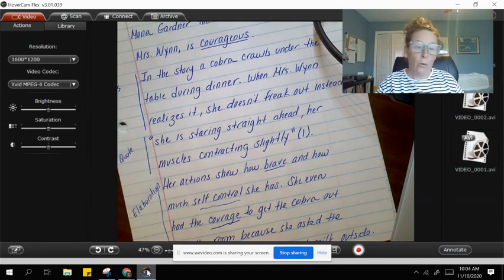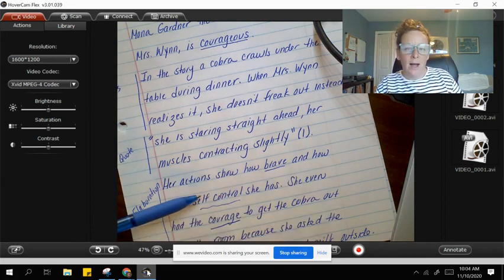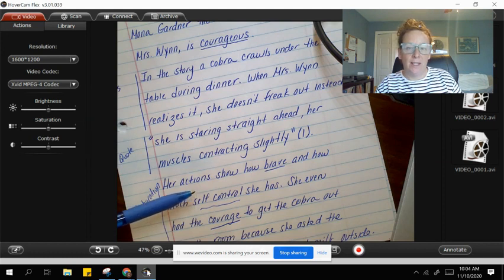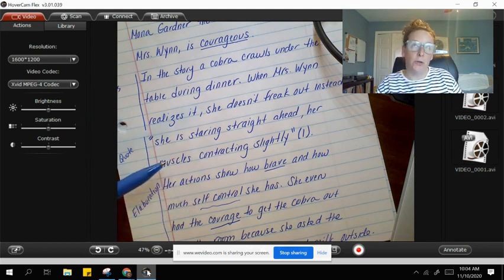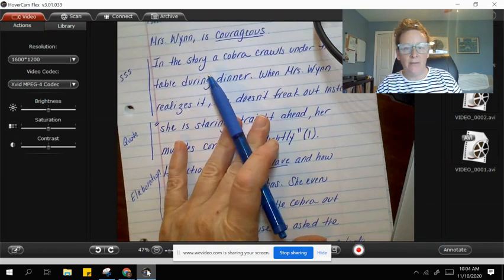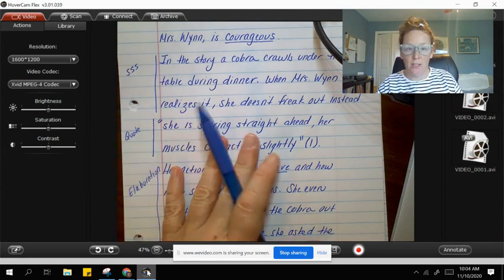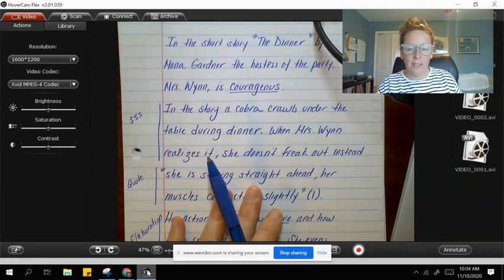Now, when I start to put this together, I might want to add a little bit more detail. I might want to show that she had courage in the face of death because she was able to save other people. But since this is my rough draft and I haven't typed it up yet, I can make those changes. So I want you to see how this is flowing together.